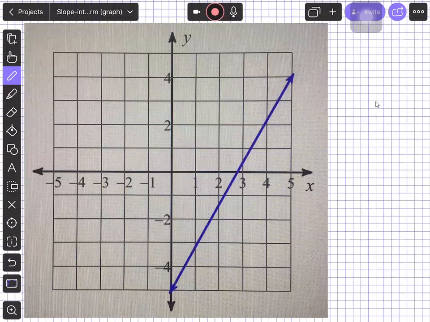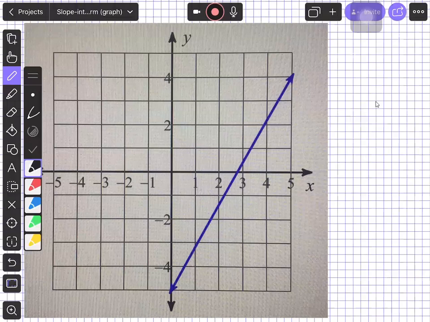Today we're going to learn how to come up with the equation that describes this blue line given to us in this graph. The equation we're going to find will be in the slope-intercept form. That is, it will have this form when we're done.